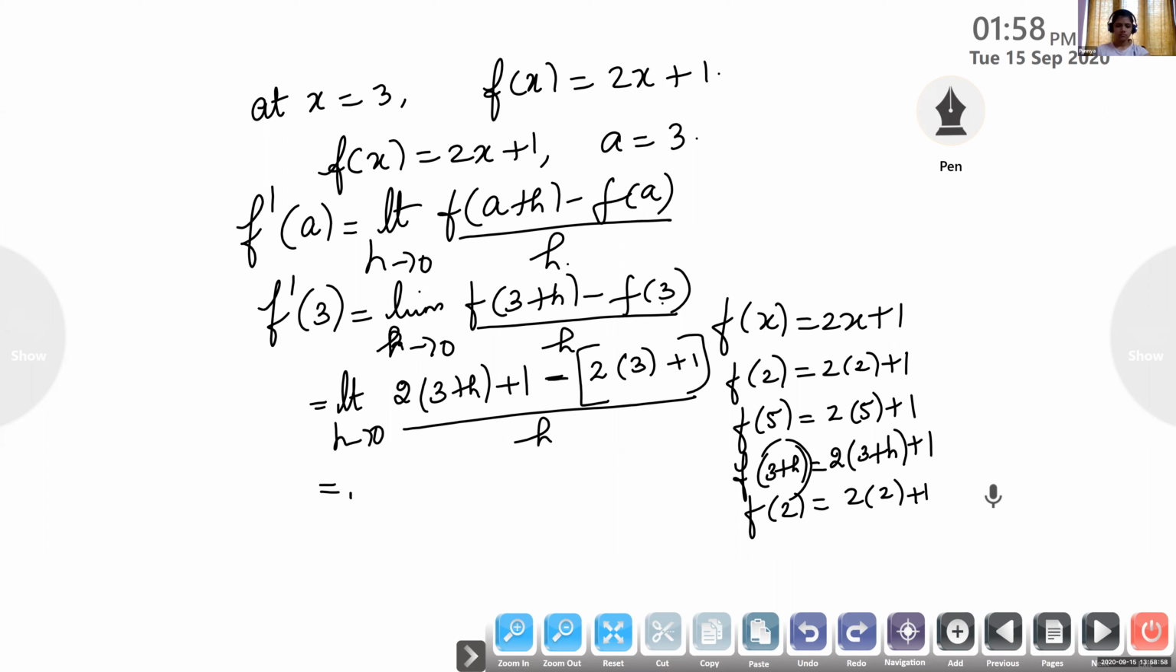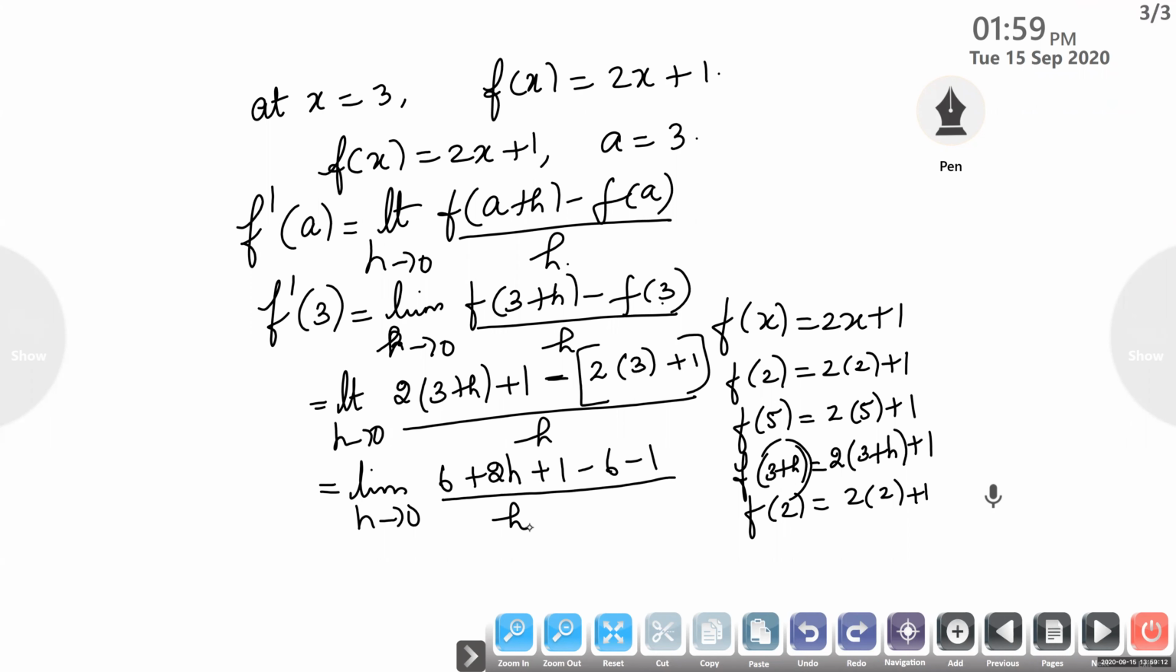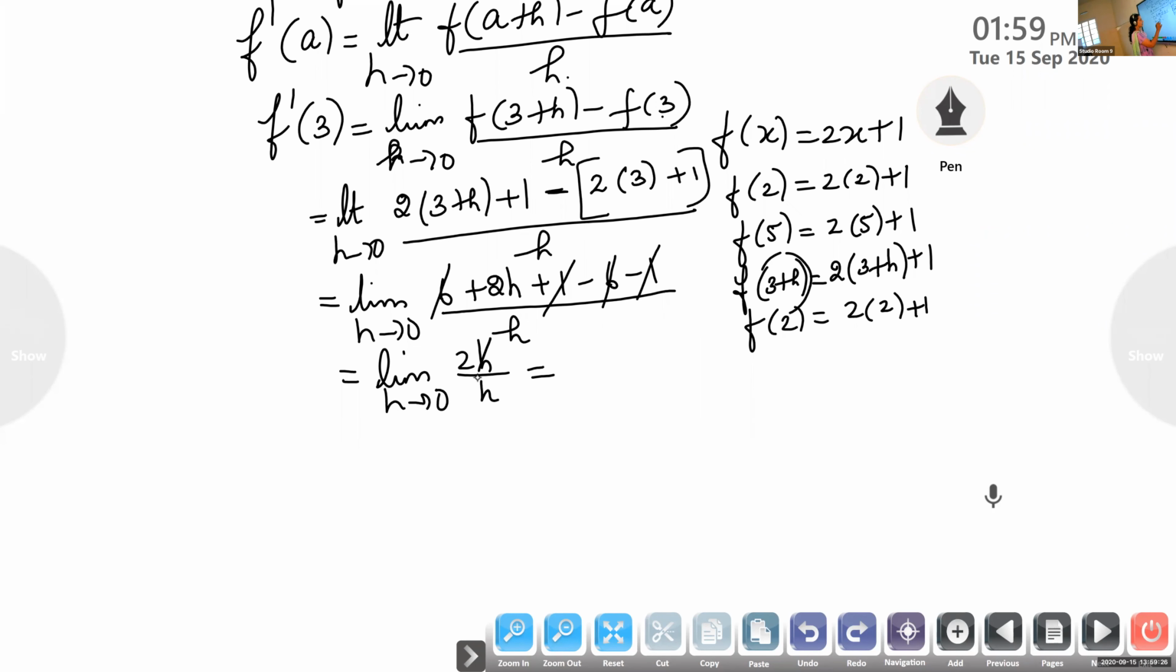Now the next step, I am going to expand this. Limit h tending to 0. When you open the bracket, 6 plus 2h plus 1 minus 6 minus 1 by h. Now plus 6 minus 6 will get cancelled, plus 1 minus 1 will get cancelled. So we will get limit h tending to 0, 2h by h, which is the same as h will get cancelled. If h is there, you have to put 0. h is not there. So what is the answer? It is 2. Is it okay?